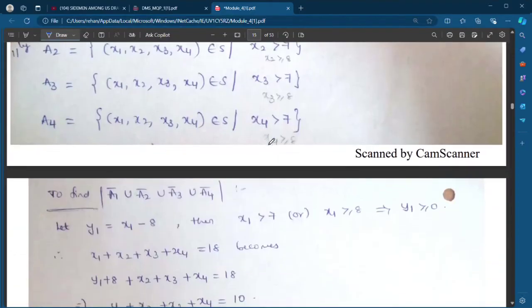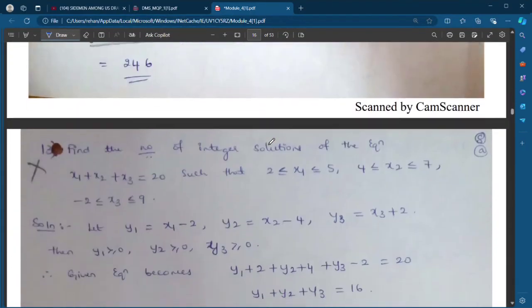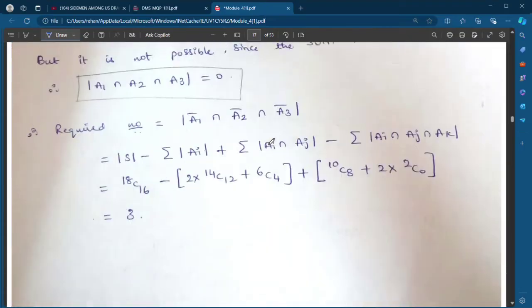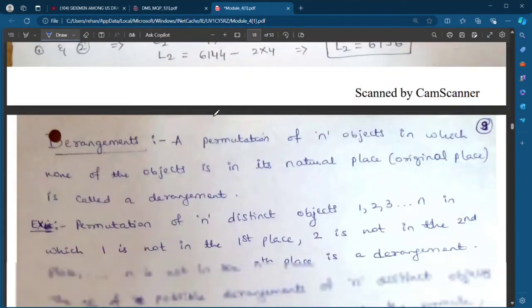In the same way you can see how this has been done. I won't be solving everything because I just have to explain how it is done. So you can do it. I'll just skip ahead.